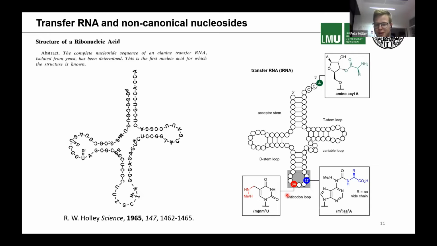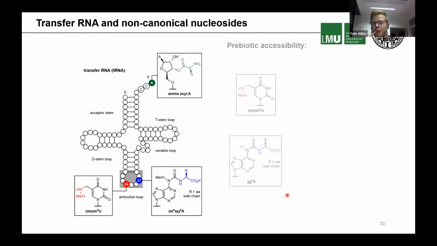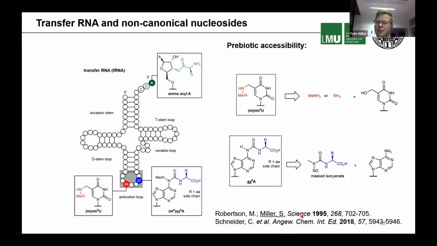Additionally, it has been shown that these modifications are not just biologically abundant, but can also be formed under prebiotic conditions. As was shown by Stanley Miller in 1995, he was investigating the formation of methylaminomethyluridine. They could show that starting from 5-hydroxymethyluridine, upon a nucleophilic substitution, indeed the methylaminomethyluridine can form. In 2018, it was shown by the Carell lab, by Christina Schneider, that under prebiotic conditions modifications such as t6A can also be obtained.